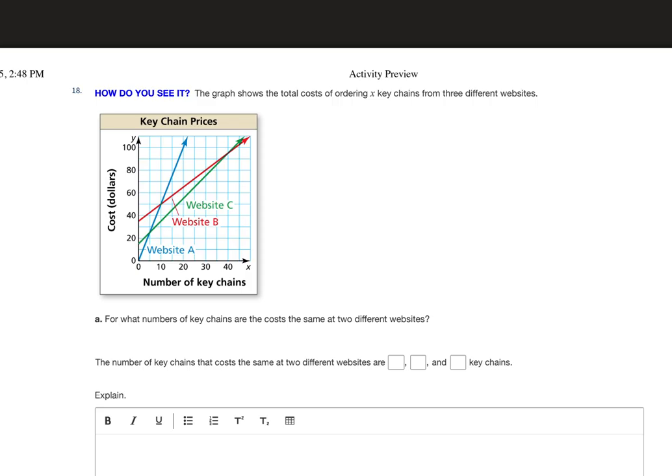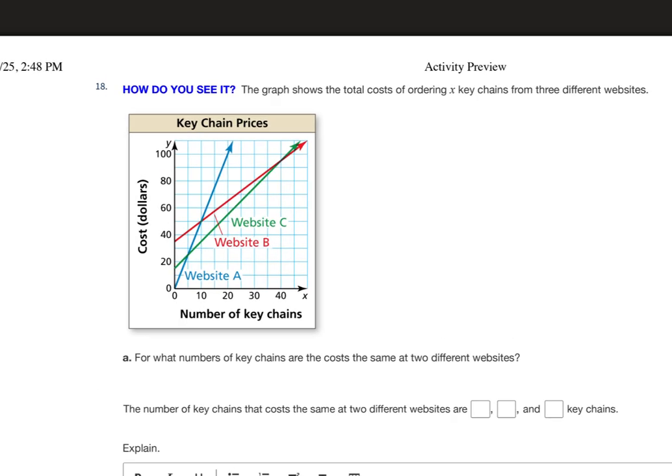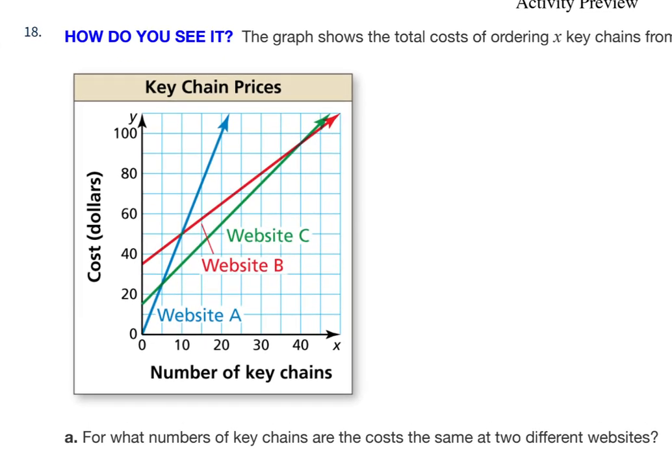Okay, cool. This graph shows the total costs of ordering X keychains from 3 different websites. For what numbers of keychains are the costs the same at 2 different websites? Okay, and then they leave the blanks right here. Even if we didn't have the blanks, between A, because that's the blue one, and B, because that's the red one, that happens here.